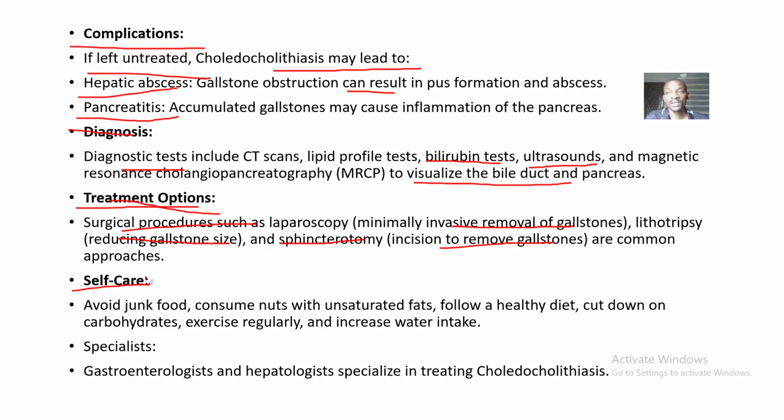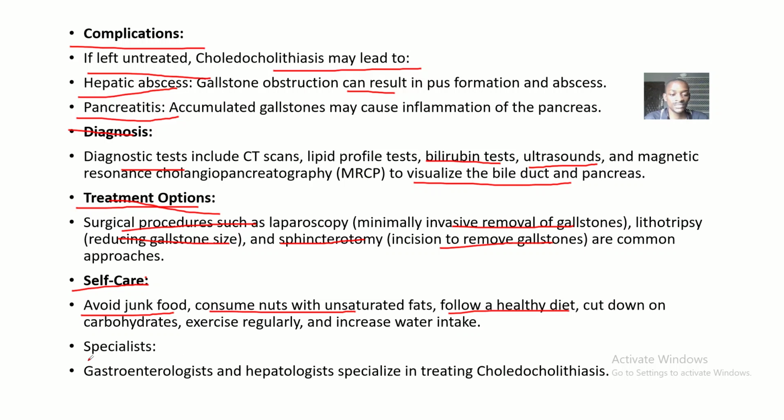What is self-care? If you are at risk of having choledocholithiasis, or if you have choledocholithiasis already, what are some things that you do so that this disease condition is reduced? You should avoid junk food. You should consume nuts with unsaturated fat. Don't consume saturated fat, and follow a healthy diet. Cut down on carbohydrates, exercise regularly, and increase your water intake so that you don't have accumulation of chemicals, you don't have body fluids precipitating in your bodies.